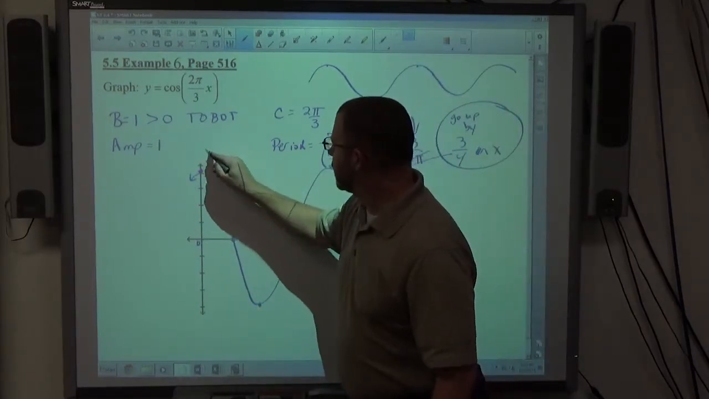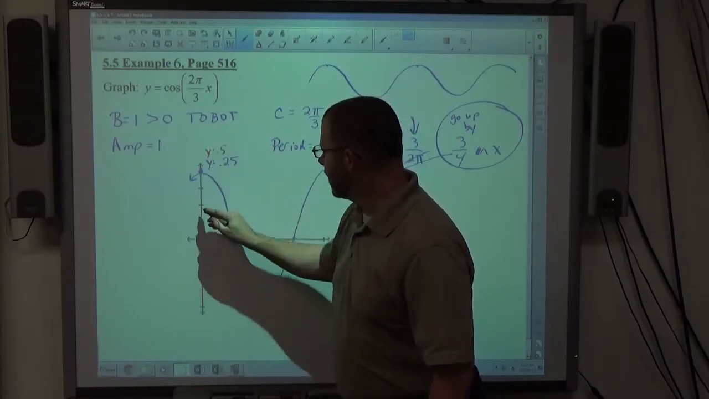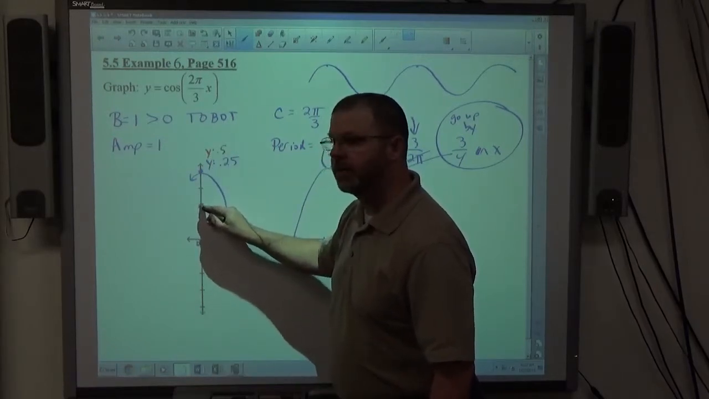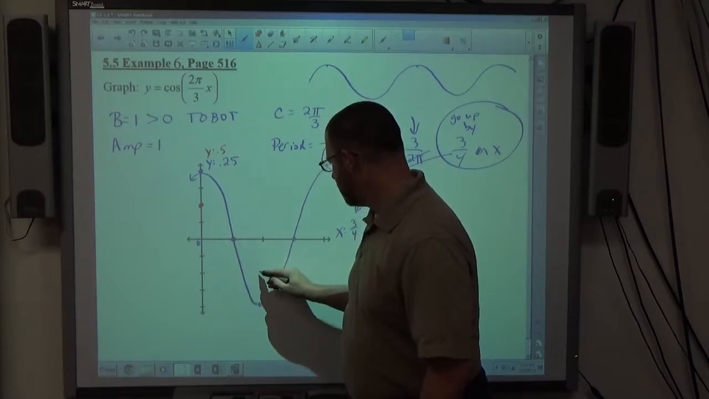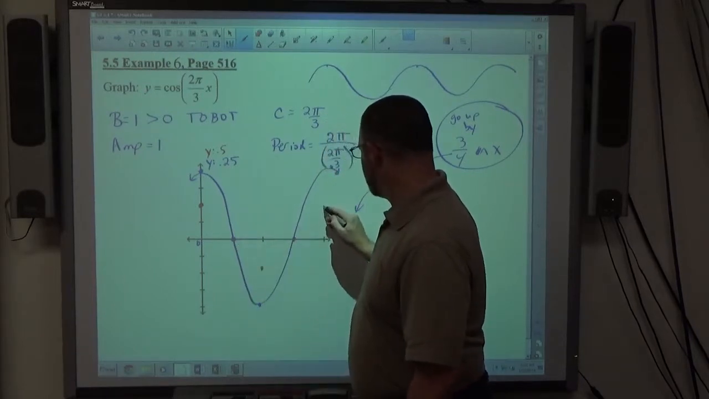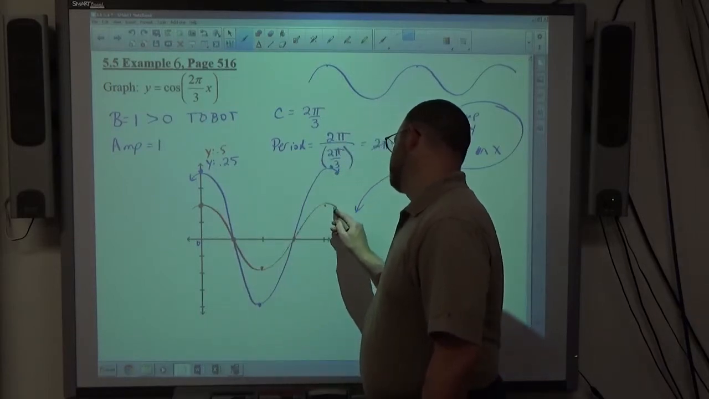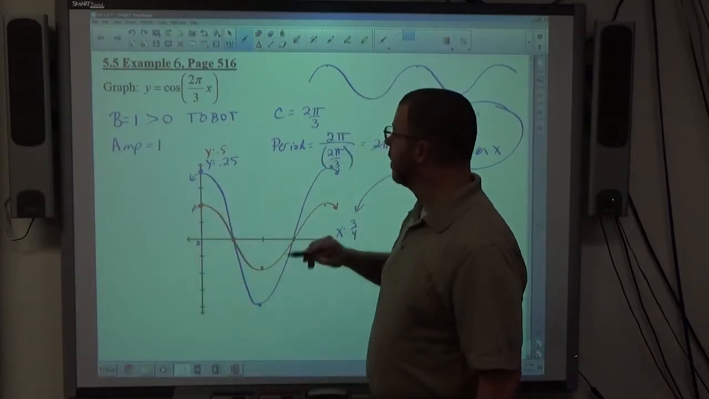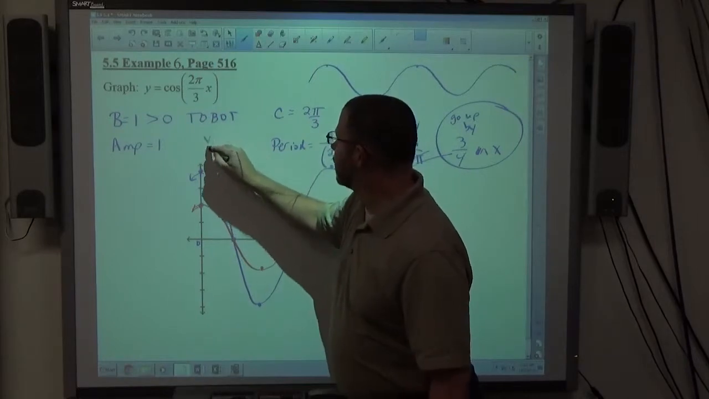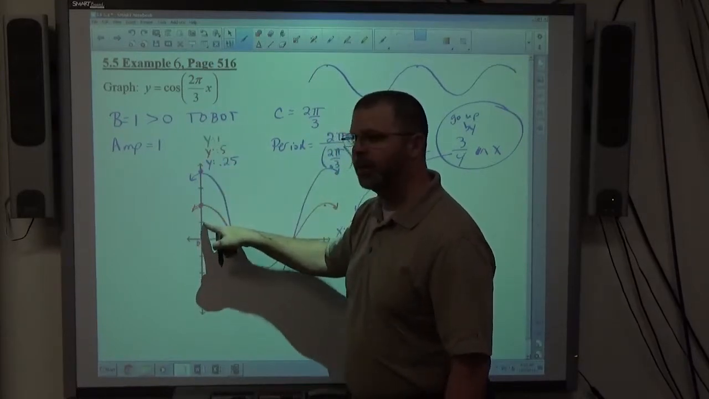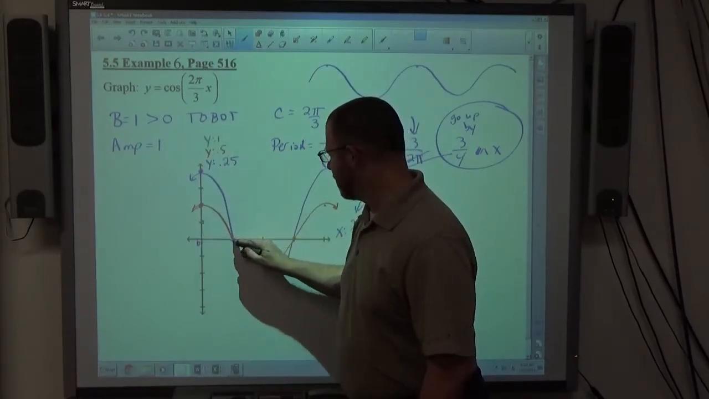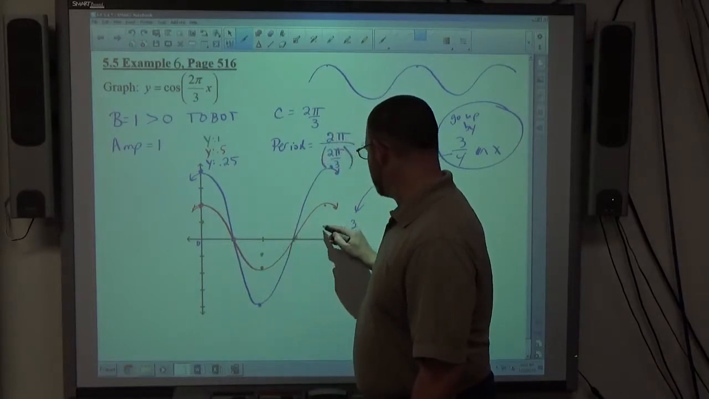Let me just pick a couple different ones here. 0.5, now 0.5, 1 is right there, right? Top, 0, bottom, 0, top. Still right. If we have a scale of y equals 1, now that's 1. So that's the top, 0, bottom, 0, top.